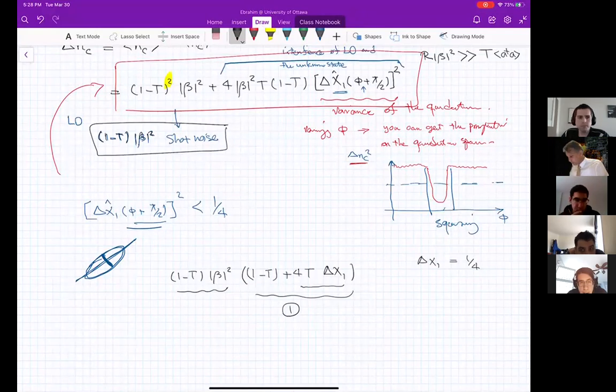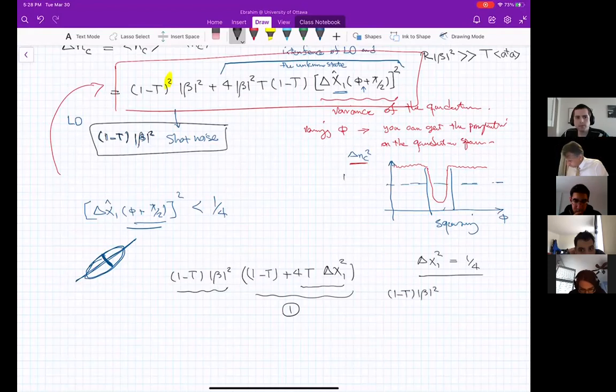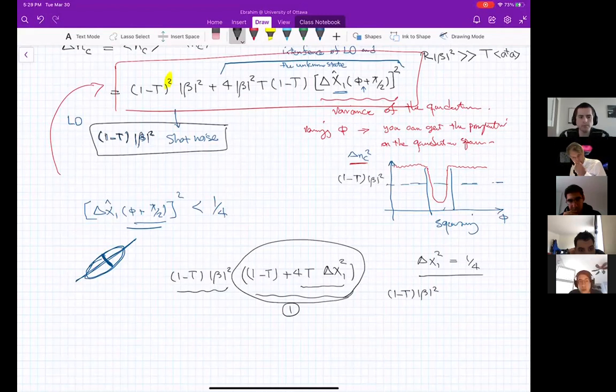Which is what you get. If delta x1 is equal to 1 divided by 4, of course, the power of 2 is what we are talking about, then if you factor out the calculation, you will get 1 minus t beta squared. And that is the shot noise that you have. And whenever delta x1 to the power of 2 is below 1, then this quantity is below 1, and then you go below the shot noise. Okay, yeah, makes sense, thanks.